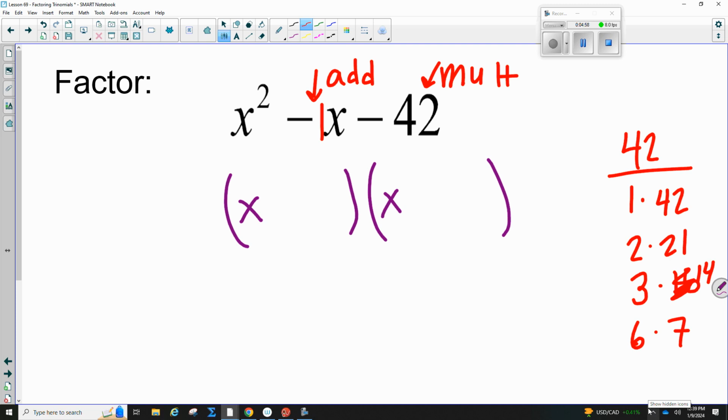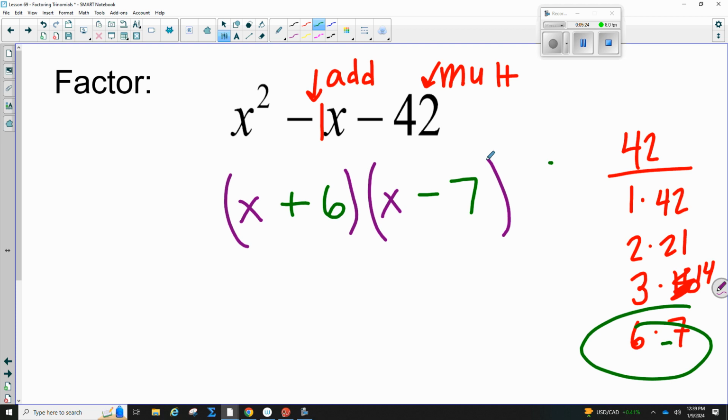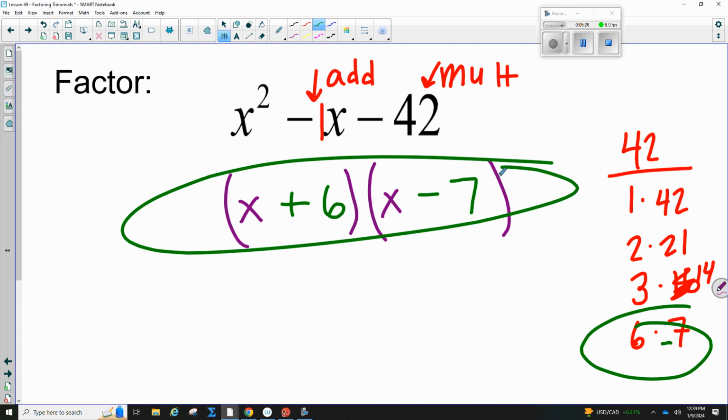However, if you can't come up with it, you need to list every single thing that multiplies to 42, okay? Then you at least tried. Now I need something that adds or subtracts to -1. What's the only one that will add and subtract to -1? 6 and 7. Which one has to be negative? The 7 has to be negative so that it adds to -1. So I'm going to do +6 minus 7. Okay, make sure those multiply to -42 and add to -1, and you're good to go.